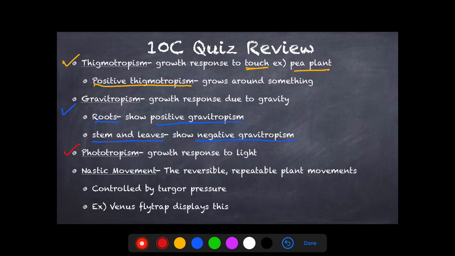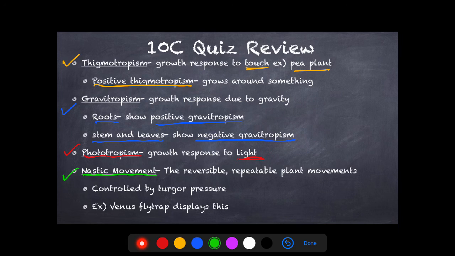Then we also talked about phototropism, which is when a plant will grow responding to light. Okay, so photo, like photosynthesis, they all require light. Photo usually means some type of light. So plants that respond with positive phototropism will grow towards light. Plants that show negative phototropism will grow away from light.